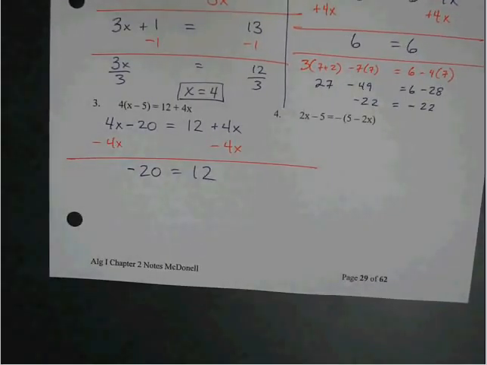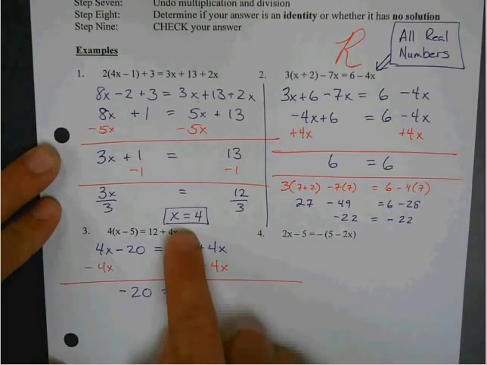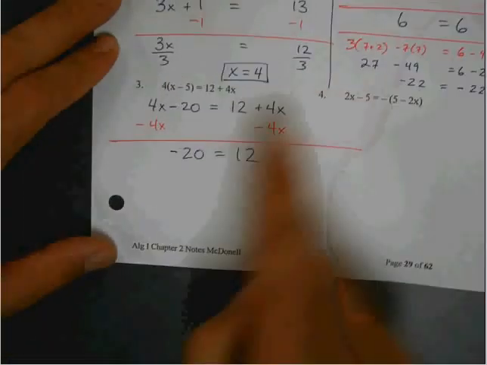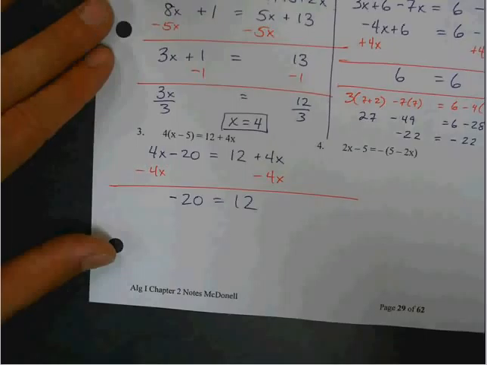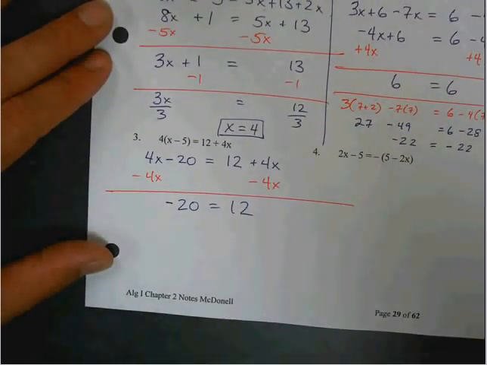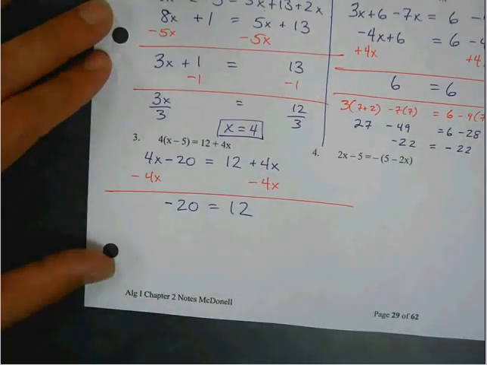When does negative 20 equal 12? Does it ever? Okay, it never is true, right? So, how many answers on this one? Zero answers. Now be careful here. What is the answer? And don't say 0. Anthony. No solution. The answer is no solution, okay?